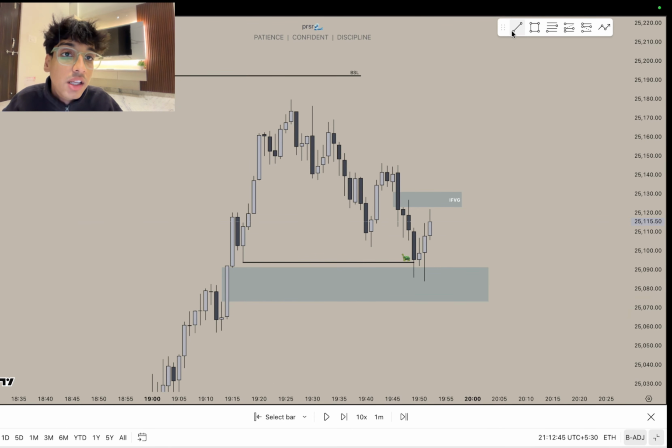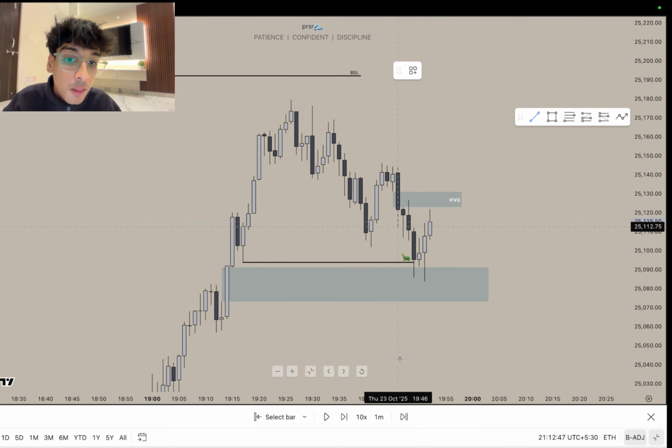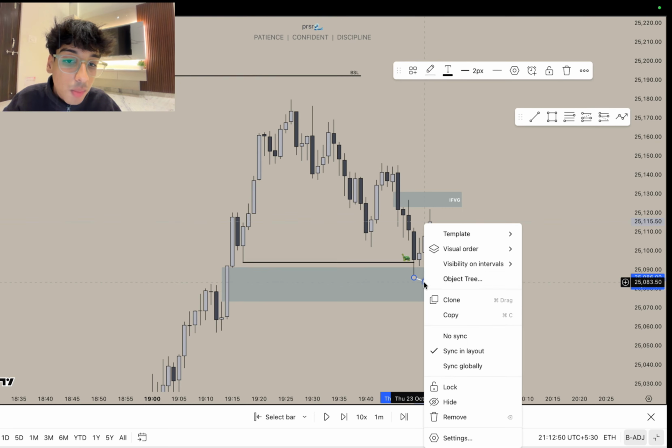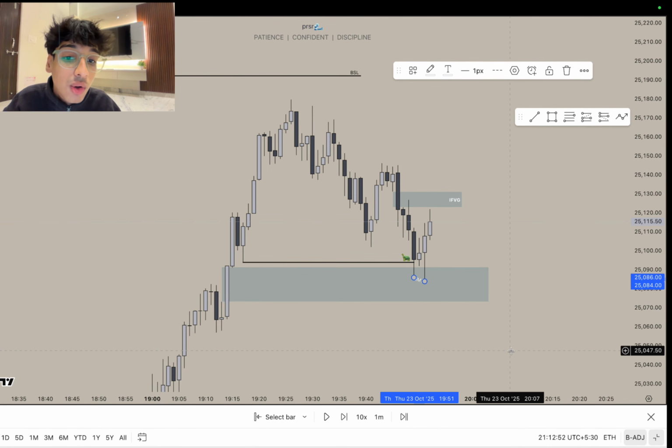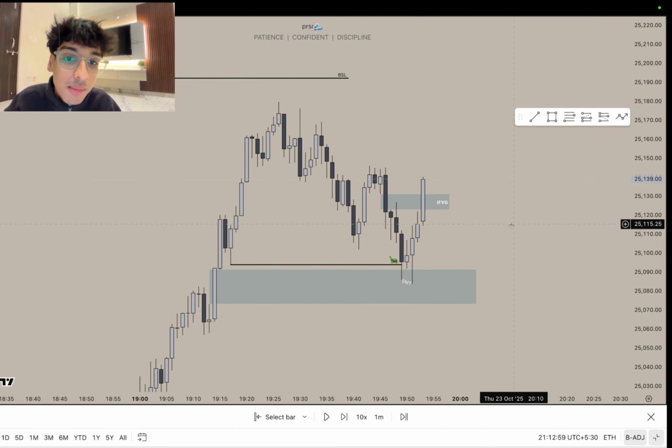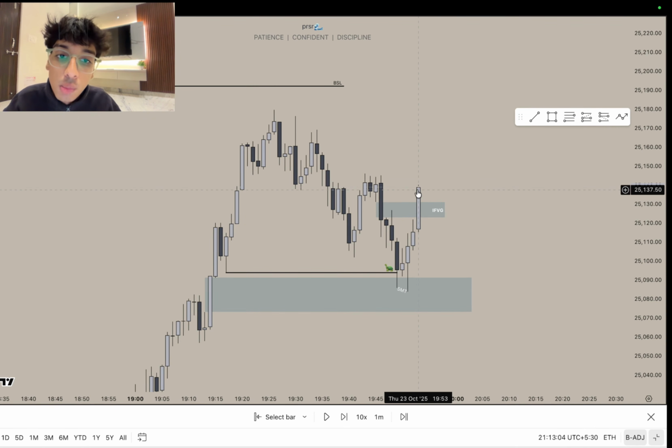Starting from the bottom right here, we have momentum SMT. We have this momentum SMT right there. ES made a higher high and NQ made a lower low. Right here price clearly ran through that bearish inefficiency. I took my entry here.